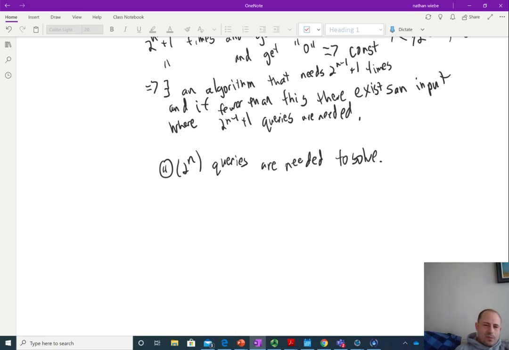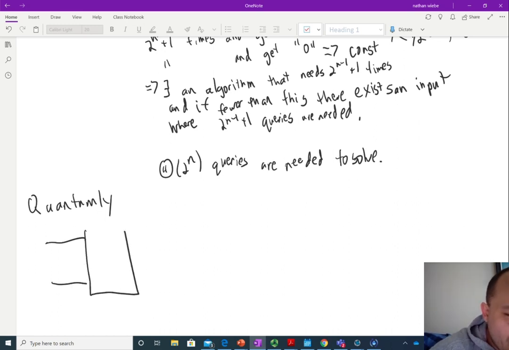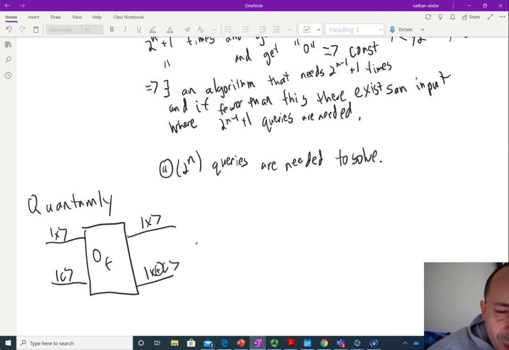What about quantumly? So, quantumly, first thing, let's just remind ourselves what the analog of OF is going to be. OF is just going to take an input x over here and some junk qubit down here, which will store the output, and map that to x and x plus c. Okay? Now, our algorithm that we're going to do for this is we're going to begin with 0.